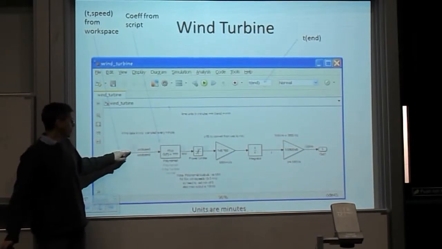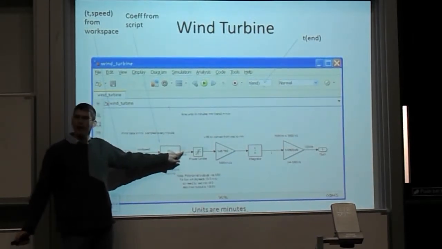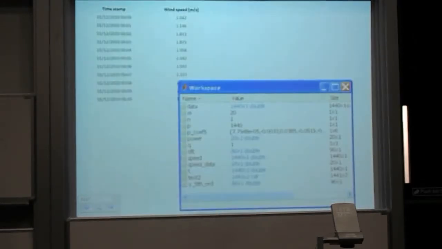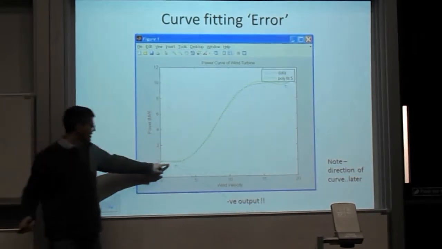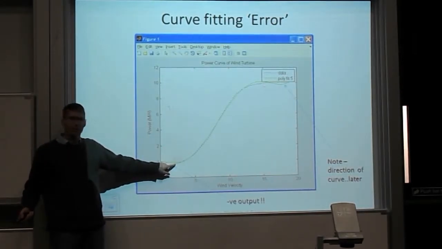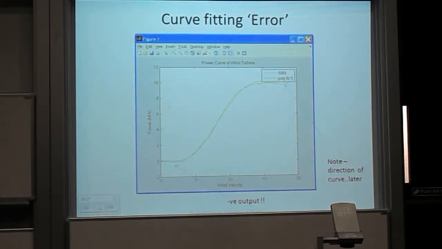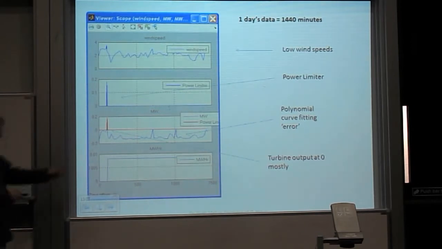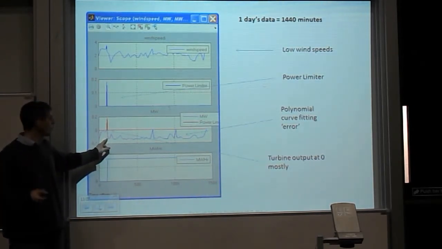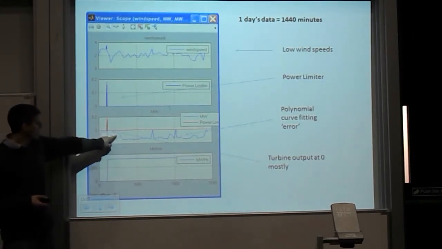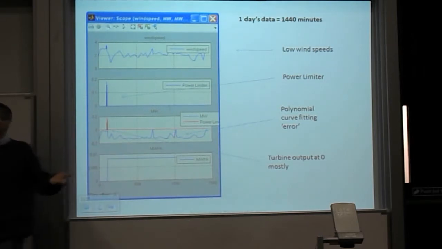So, we plug in the wind speeds, and this is what's coming out of the polynomial curve. Remember, the problem here with using the curve fitter is that we're getting negative powers here. Okay? So for low wind speeds, we're actually dipping down here. And that's why when we look at the signal after the polynomial, it's actually dipping below 0 in terms of megawatts.